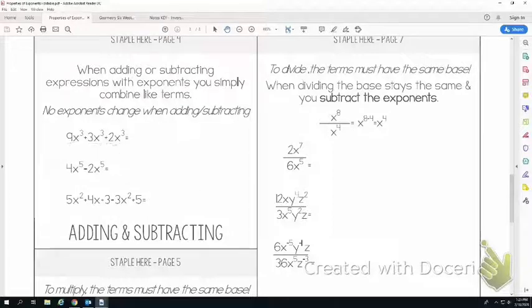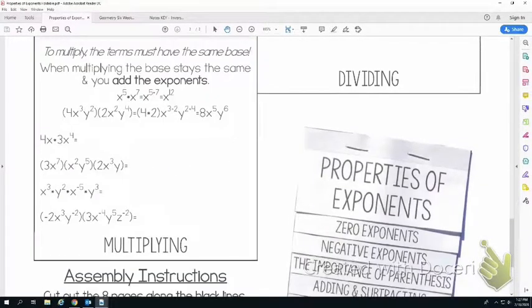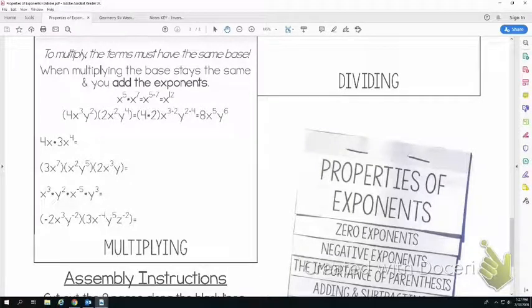Going to the one below, multiplying. So on these, whenever you're multiplying like bases, and they have to be like bases in order for you to do this, you're going to add the exponents. Just make sure that you know your coefficients. So in the example they give you, 4 and 2, you're still going to multiply those coefficients, but you're going to add the exponents. And I would take these things one at a time. So first I would do the coefficients, and then I would do the variables. So on the first one, what is 4 times 3? 12. What is x times x to the power of 4? X to the power of 5.